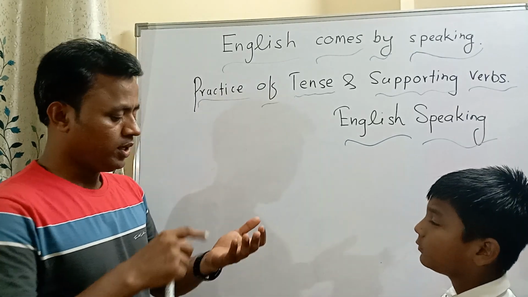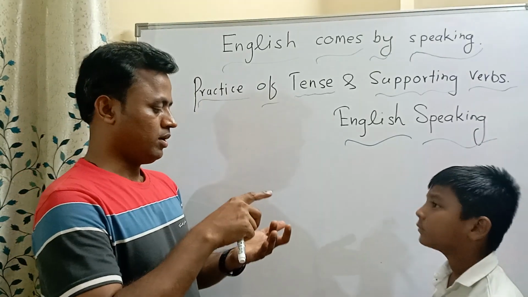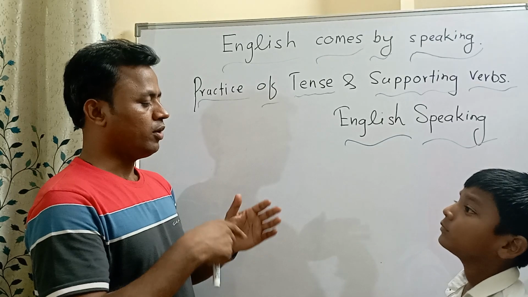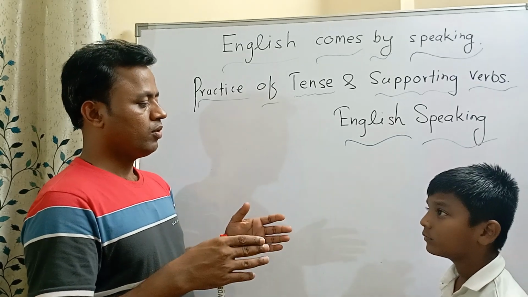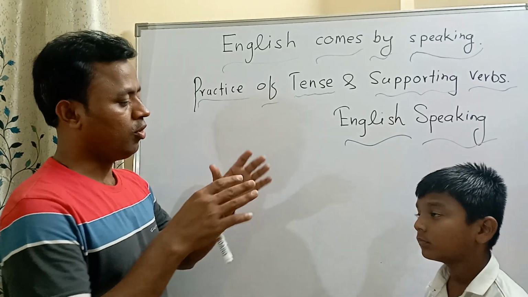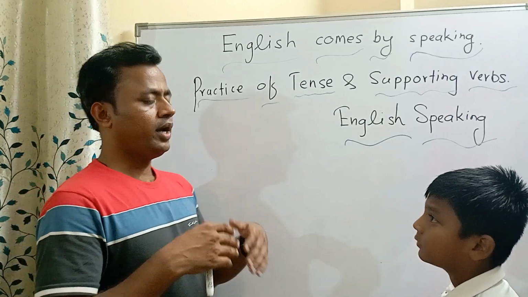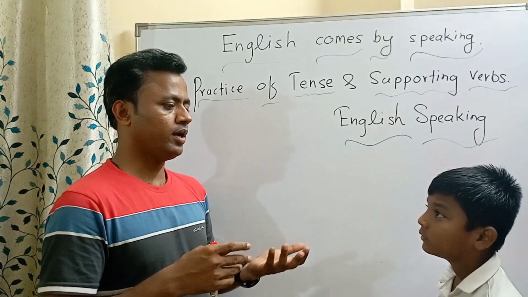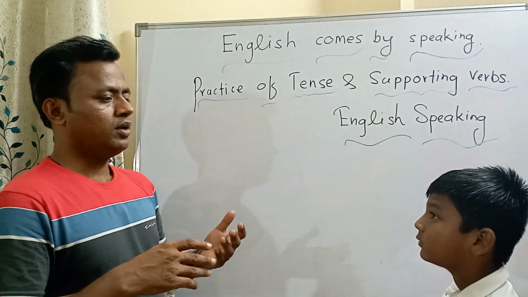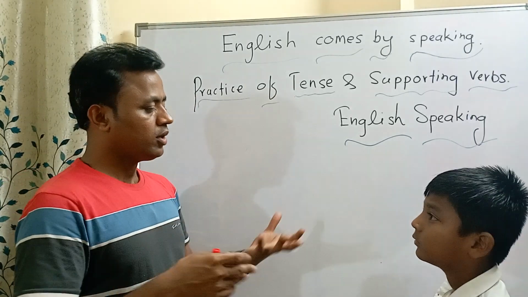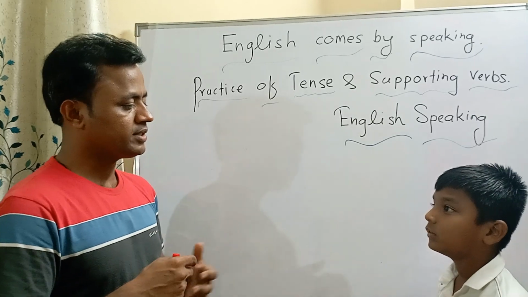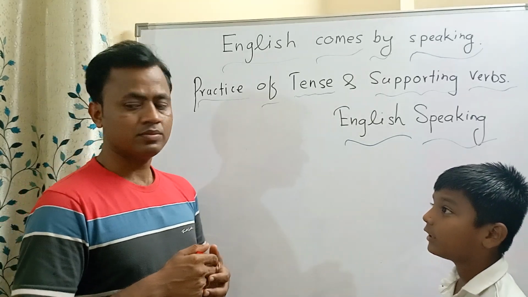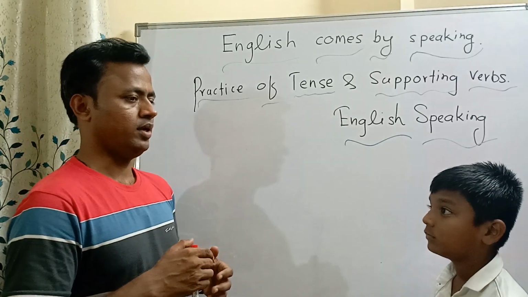Yes. So do you know subject, supporting verb, then main verb, V1, V2, V3? Do you know all these things? Yes. Okay. And do you know the meaning of this, that, these, those? Yes. Okay. So then do you know the articles also? Yes. How many articles are there? Can you tell me? 3 articles are there: a, an and the. Okay.